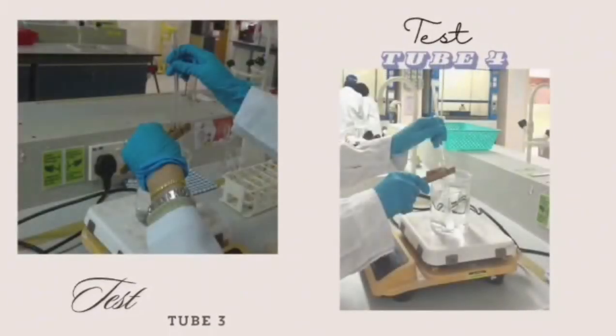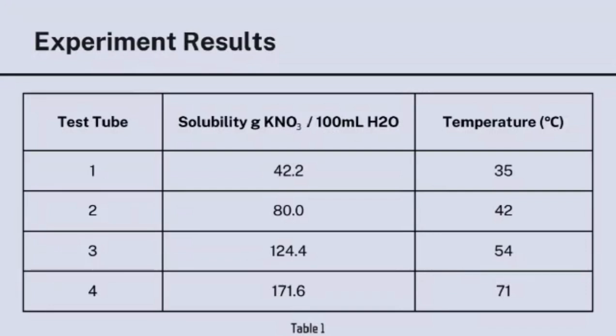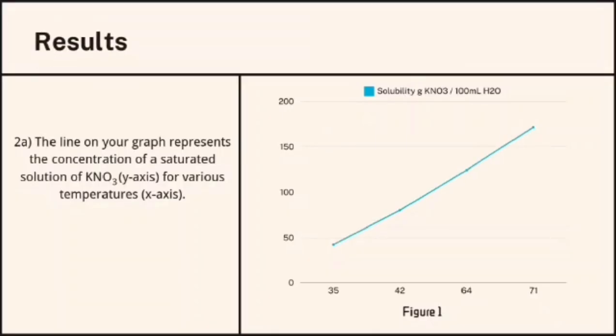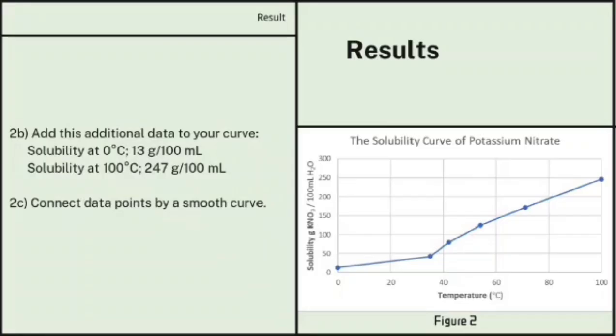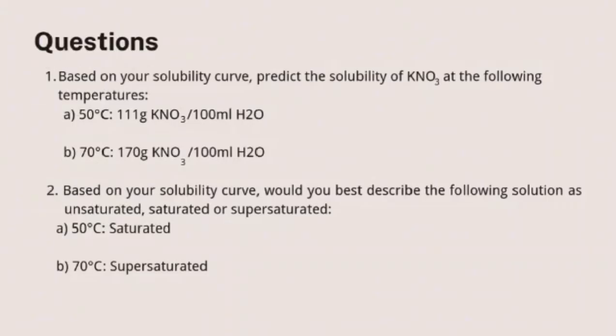Here is the result of test tube 3 and test tube 4. Here is the data that we kept from the experiment, and this is the graph that we plotted. Also, we added additional data to our curve. Now we move to the question parts.